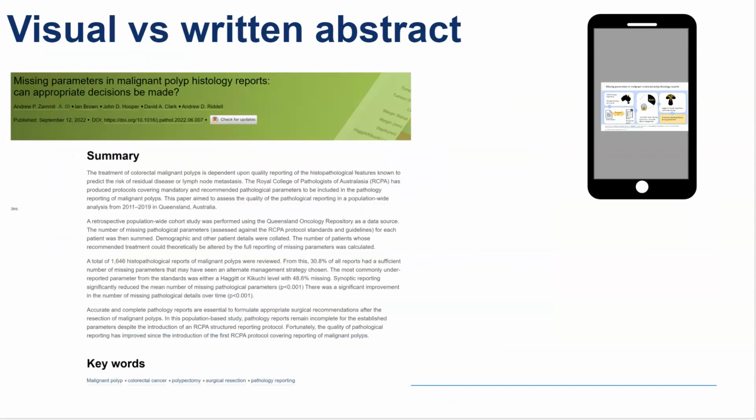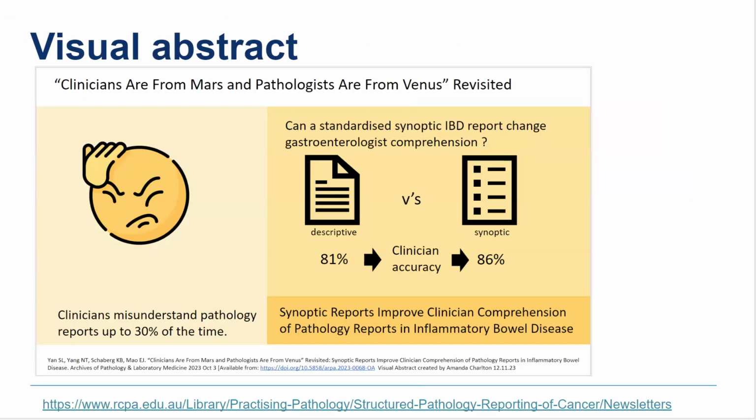And this is the written abstract of the visual abstract on the Pathology Journal website. It's a bit hard to read on the phone. And here is a recent visual abstract published on the RCPA website, link below. And as an optional activity, you can find examples of many visual abstracts of pathology articles in the RCPA Structured Reporting of Pathology of Cancer newsletter published online on the RCPA website.